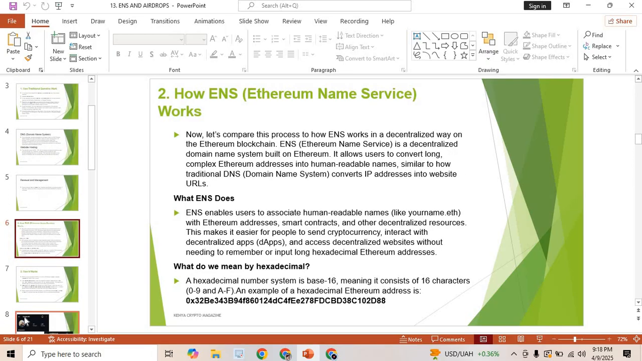So having understood how the DNS works, then we can now look into what the Ethereum Name Service is. Any question before we move to ENS? Any question up to that part?